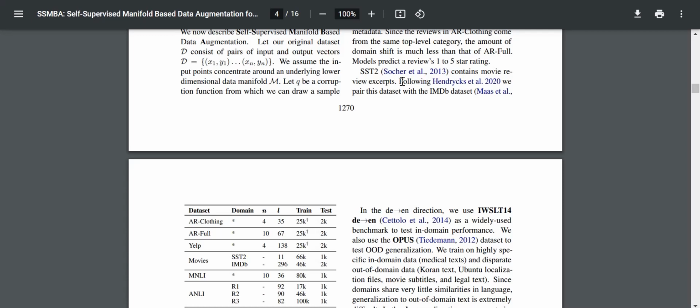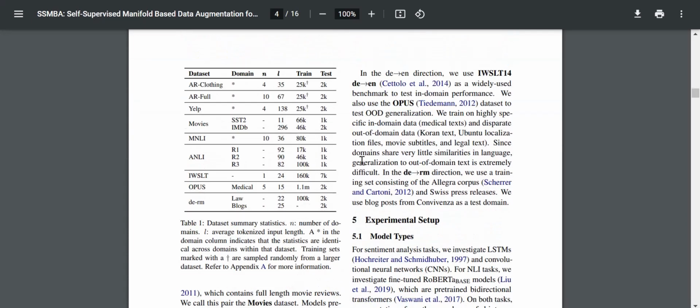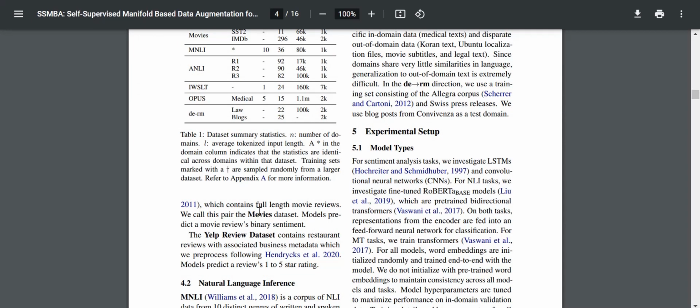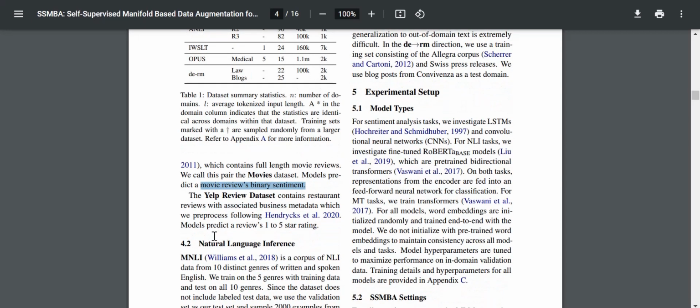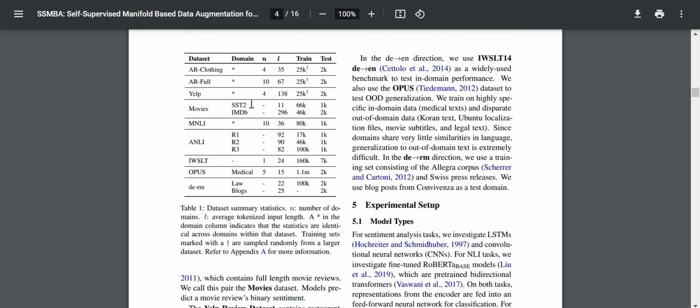SST2 contains movie review excerpts. This is your Stanford Treebank dataset. Following Hendricks et al. 2020, we pair this dataset with the IMDb dataset, which contains full-length movie reviews. We call this pair the movies dataset. The model predicts a movie's binary review, so it produces a binary output which is either a positive or a negative sentiment. The Yelp review dataset contains restaurant reviews with associated business metadata, which we pre-process using the Hendricks et al. 2020 method, and they predict again a 1 to 5 star rating. So this is the dataset statistics. You have the number of domains, the average input length, the training size, and the testing size.